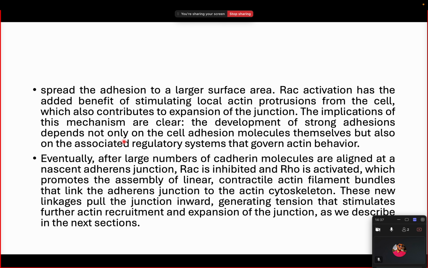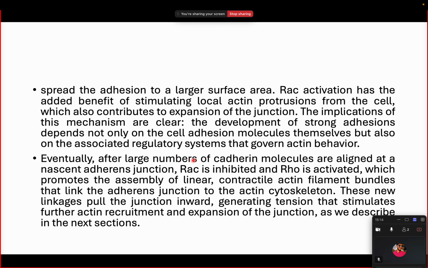Okay. Eventually, after a large number of cadherin molecules are aligned at a nascent adherens junction, RAC is inhibited and Rho is activated. So you remember about the GTPase, how G proteins, how we have studied their cycle, right? So G proteins have a GDP bound inactive state and a GTP bound active state. Similarly, RAC and Rho belong to such a family of proteins, where the GDP bound state will be the inactive state and the GTP bound state will be the active state.